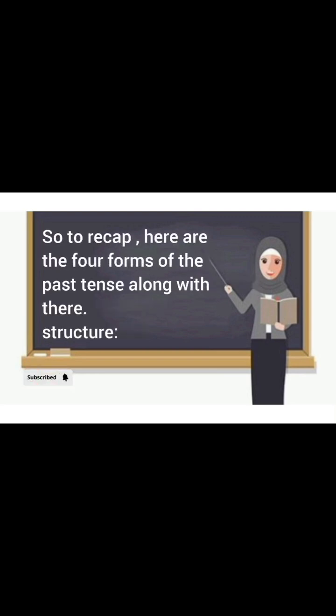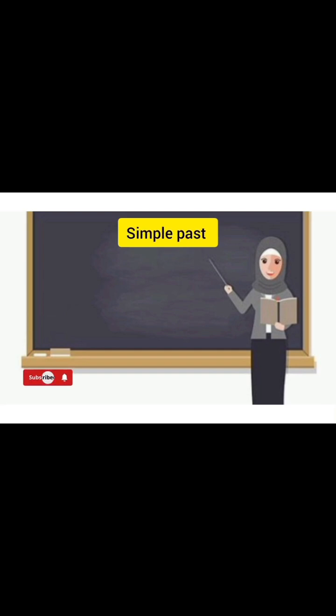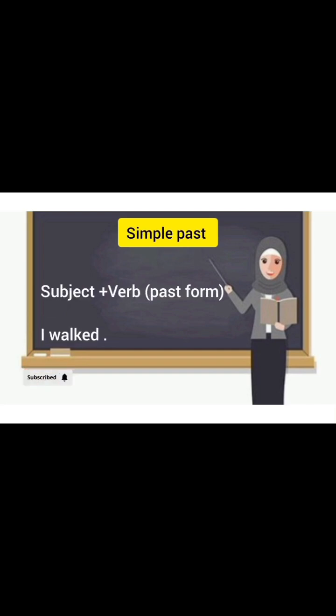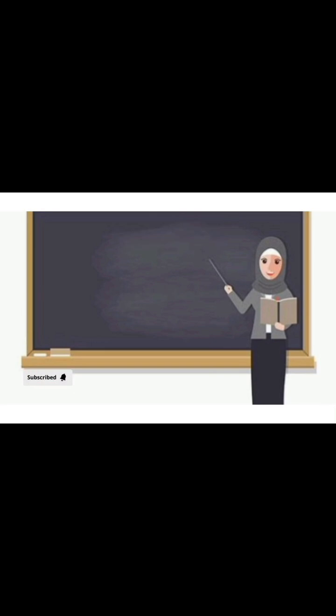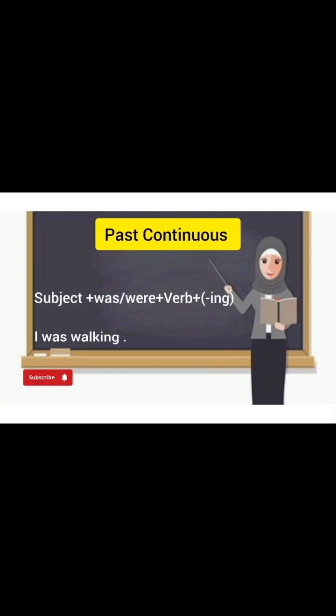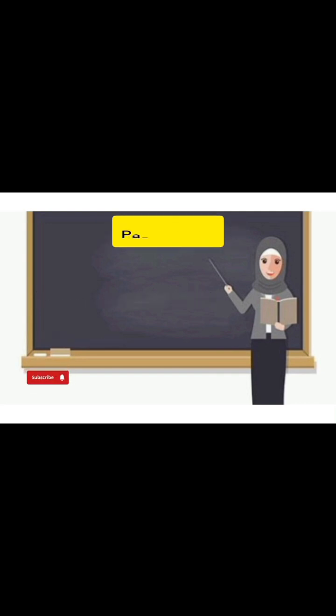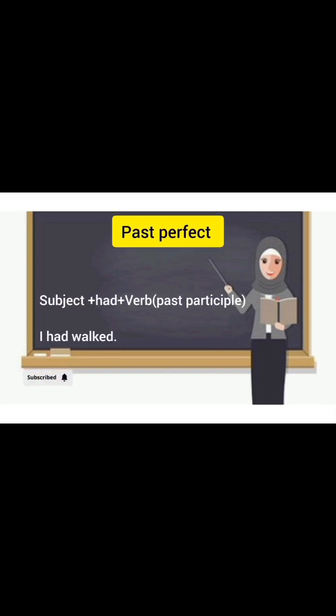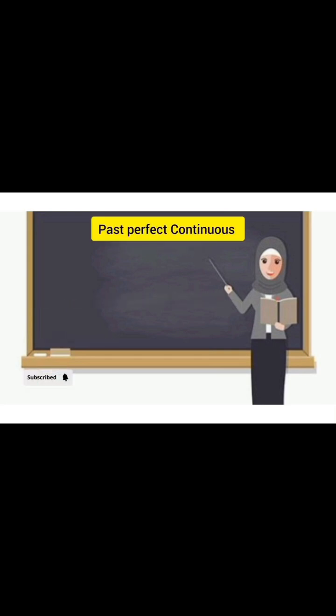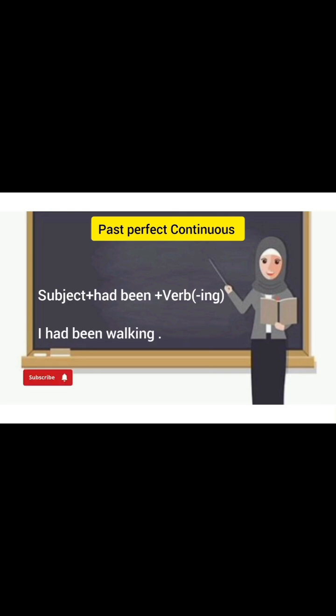So to recap, here are the 4 forms of the past tense, along with their structures. Simple past: subject plus verb, past form. I walked. Past continuous: subject plus was or were plus verb, ing. I was walking. Past perfect: subject plus had plus verb, past participle. I had walked. Past perfect continuous: subject plus had been plus verb, ing. I had been walking.